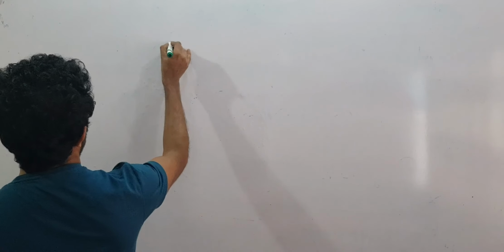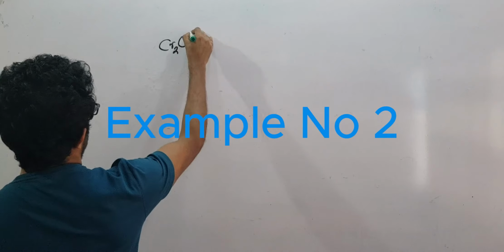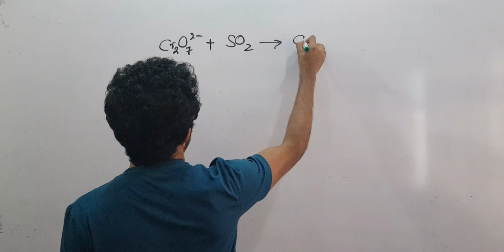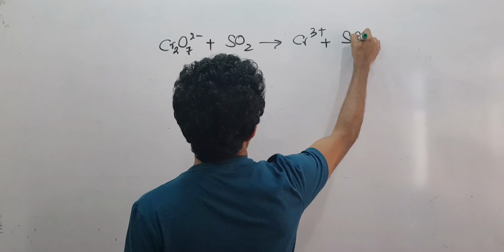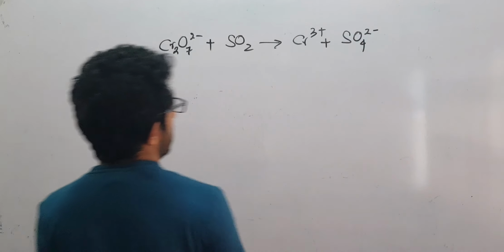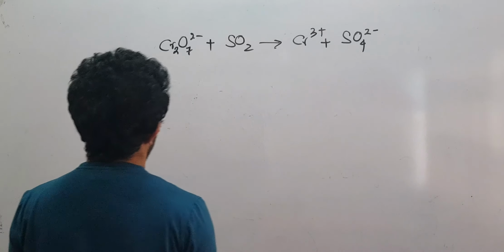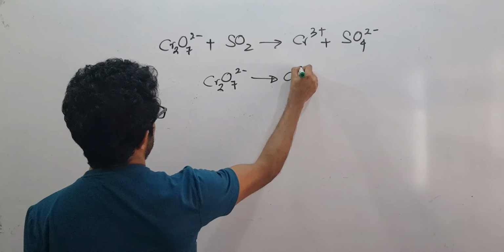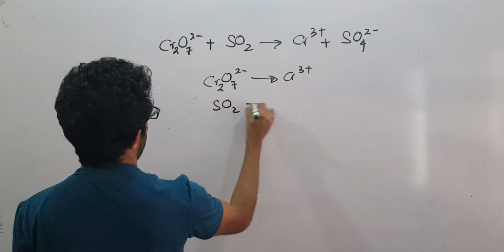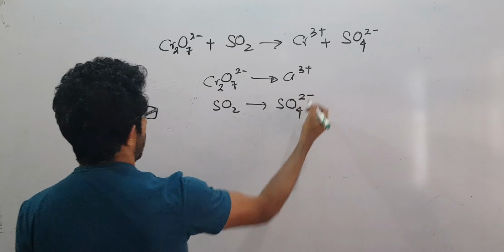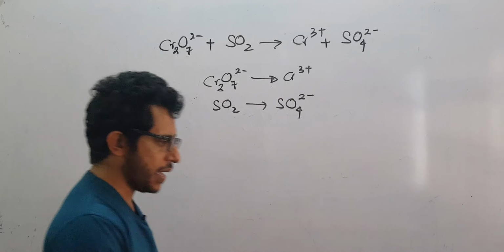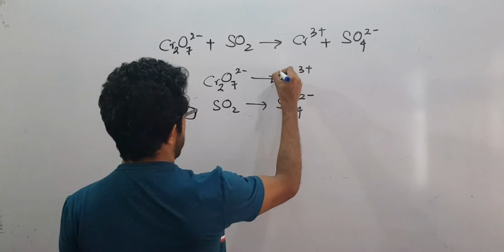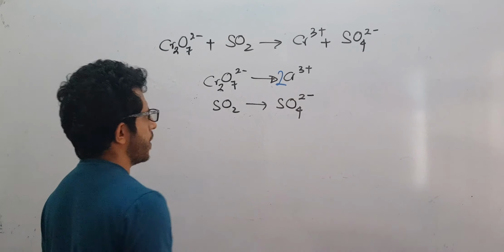I'll take this one. Cr2O7 2 minus reacts with sulfur dioxide to give Cr3 plus and SO4 2 minus. That's the reaction. So what is the first step? Write the reaction separately. Cr2O7 2 minus goes to Cr3 plus, SO2 goes to SO4 2 minus. Again, the first step, balance elements other than oxygen and hydrogen. 2 chromium, 1 chromium, so first you have to balance that. Here sulfur is already balanced.